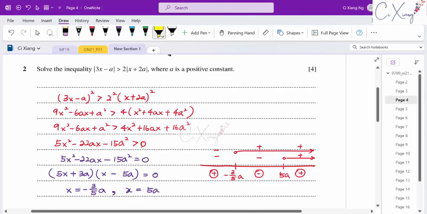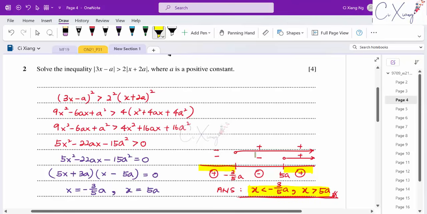In this question, we are interested in the values of x where the quadratic is more than 0. So if the quadratic is more than 0, you want to take this part, which is overall positive, and also this part, which is overall positive as well. Therefore, your final answer for x that makes the inequality correct is x smaller than negative 3a over 5 and also x greater than 5a.